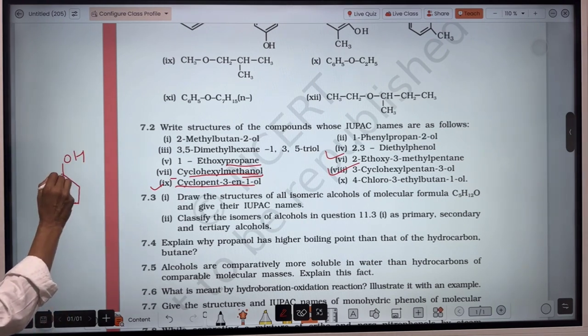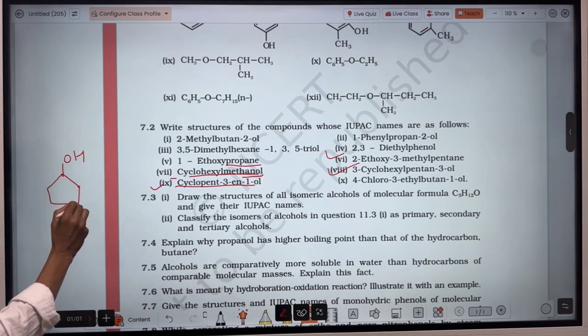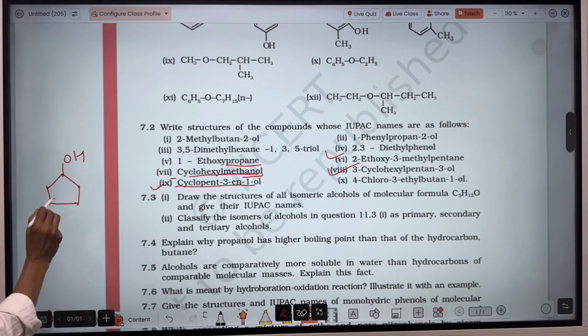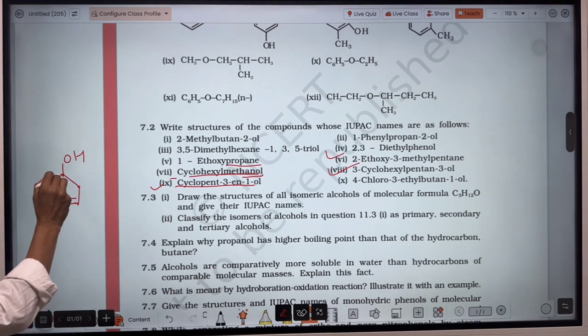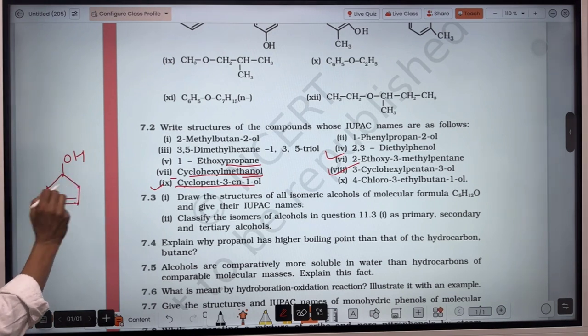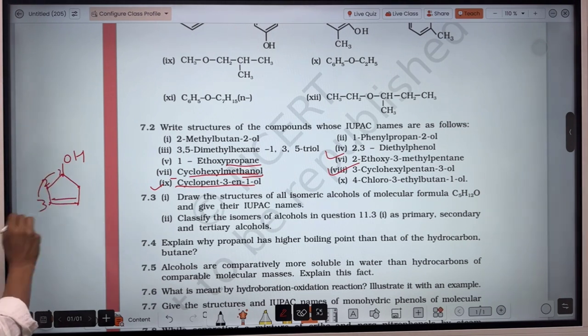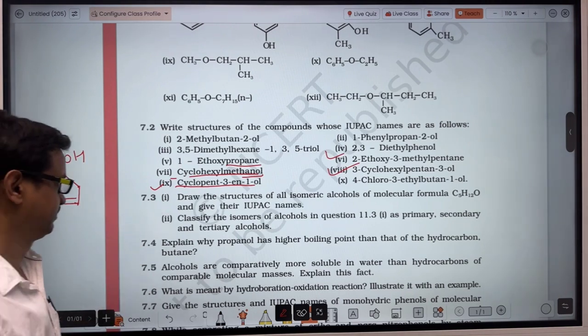So this carbon is the first carbon. Then after second or third, this one. Or you may come from this side also, first, second, and third. So either you come clockwise or anti-clockwise. In any direction, you draw the double bond. So that will be here when you write the IUPAC name from this side, cyclopent-3-en-1-ol. And when you write from the other side, like this, also cyclopent-3-en-1-ol. It doesn't matter here.